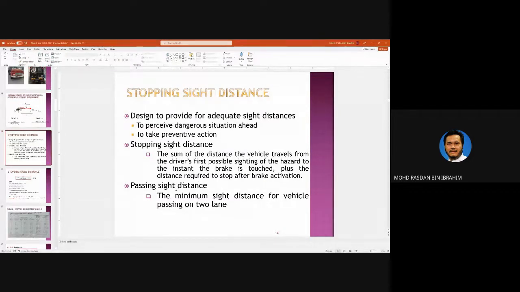Passing sight distance is the minimum sight distance for a vehicle passing on a two-lane road, meaning that you try to overtake another vehicle in front of you, and then you see a vehicle coming on the other lane, but you still have enough time and space to complete your overtaking maneuver safely. Okay, we'll go into that afterwards.